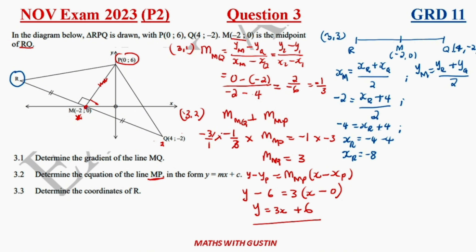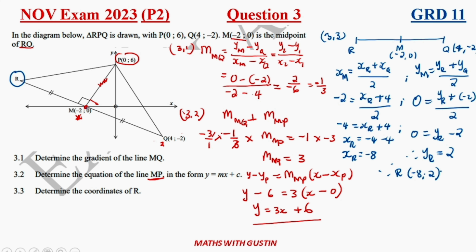So therefore if you continue here, you're going to say y at midpoint is 0 is equal to y at R plus, okay, y at Q is a negative 2, so you're going to say negative 2 here, all divided by 2. You cross multiply, 2 times 0 is going to give us 0. It's equal to y at R minus 2. Therefore y at R, you take 2 to the other side, is going to give us positive 2. Right, so therefore you tell the examiner that the coordinates of R will be negative 8 is to 2.